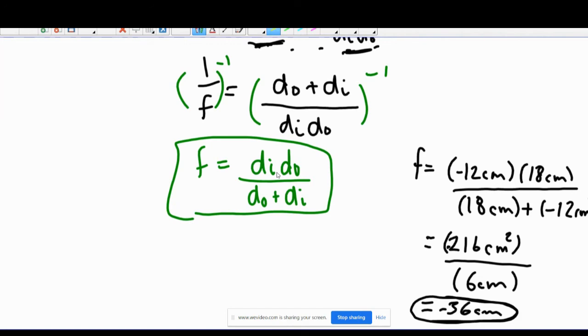This is the focal length of the convex mirror that was used to produce the image 2/3 the size of the object as described in our question. Right on. Good work.